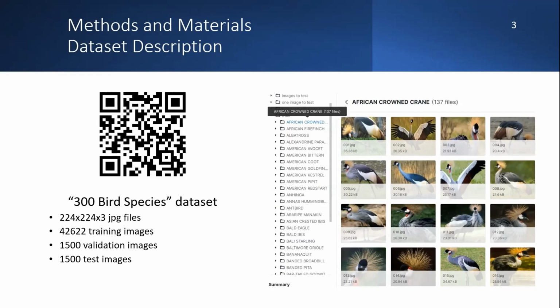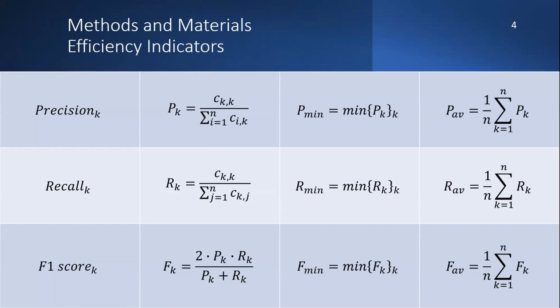We have used the following metrics. The precision is the ratio of correctly classified images to all classified images. The recall is the ratio of correctly classified images to all relevant images. The F1 score is the harmonic mean of precision and recall. We have used the minimum and average metrics for each class.